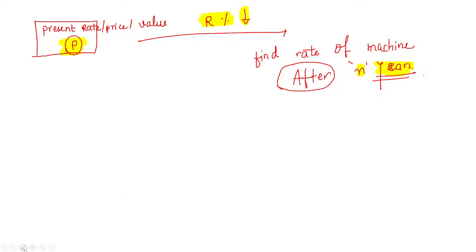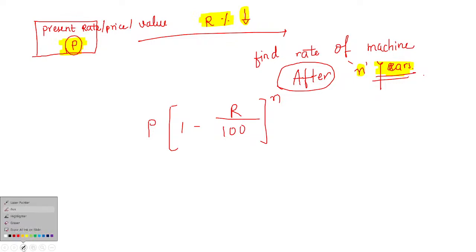So here the formula that you are going to use is P into (1 minus R divided by 100) raised to n. When to use this formula? When they tell you to find the value of this machine after n years. After is an important keyword for us. Clear? After n years, after 2 years, after 3 years, after 4 years, whatever is given in the question.